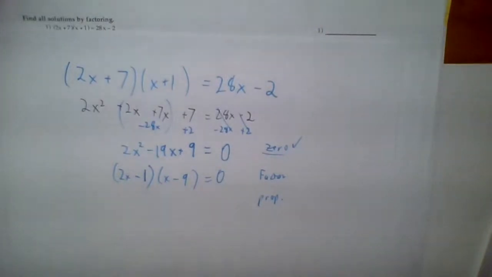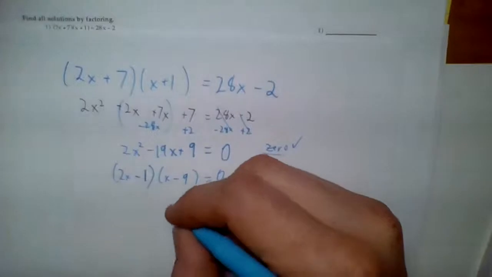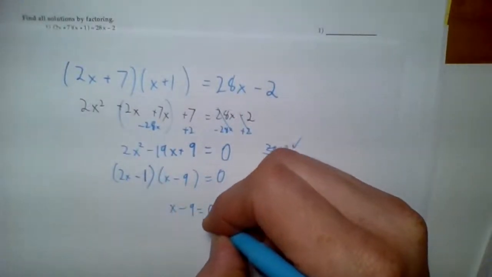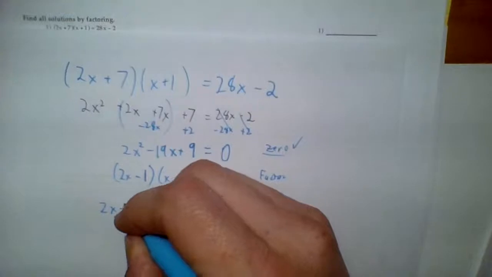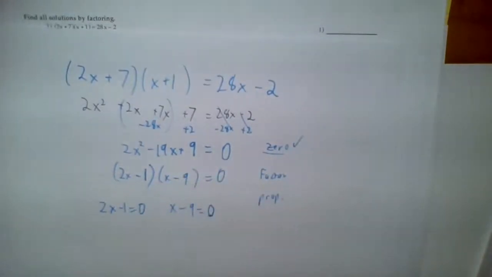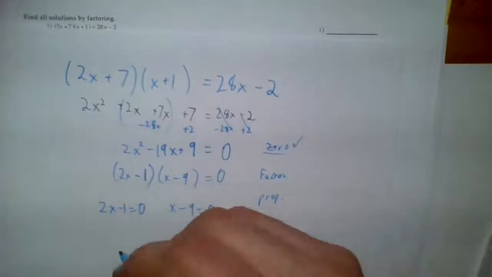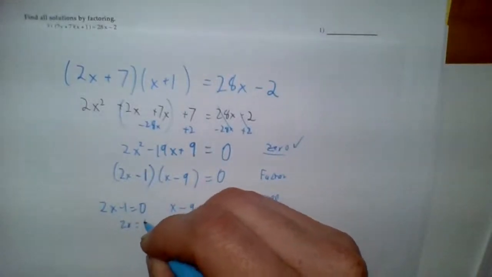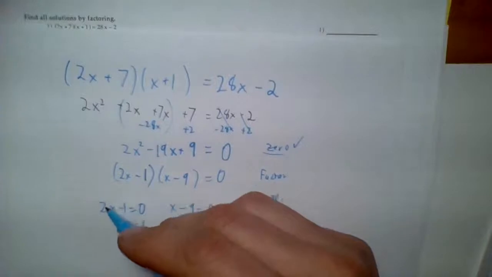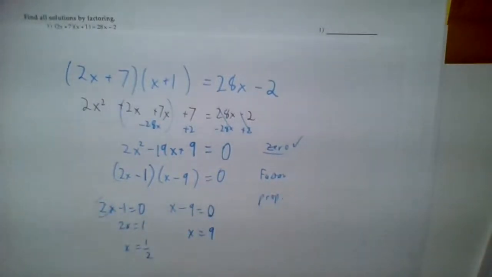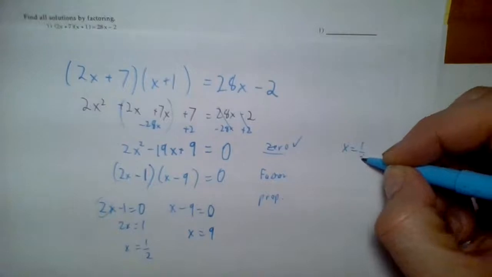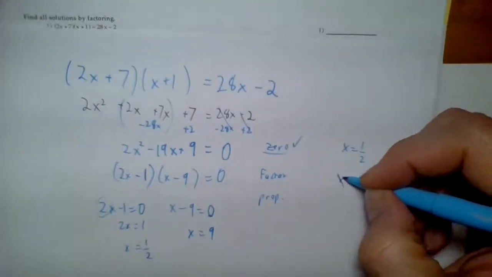Equal to 0. So the property says either x minus 9 equals 0, and I'm getting a nice solution from that, or 2x minus 1 equals 0, and I'm getting a fraction solution from that. This one's x equals 9, and this one's true when 2x equals 1. So x is 1/2. When you have a number out, here you end up dividing by it and getting a fractional number as your solution. So a half and 9 are the solutions: x equals 1/2 or x equals 9.